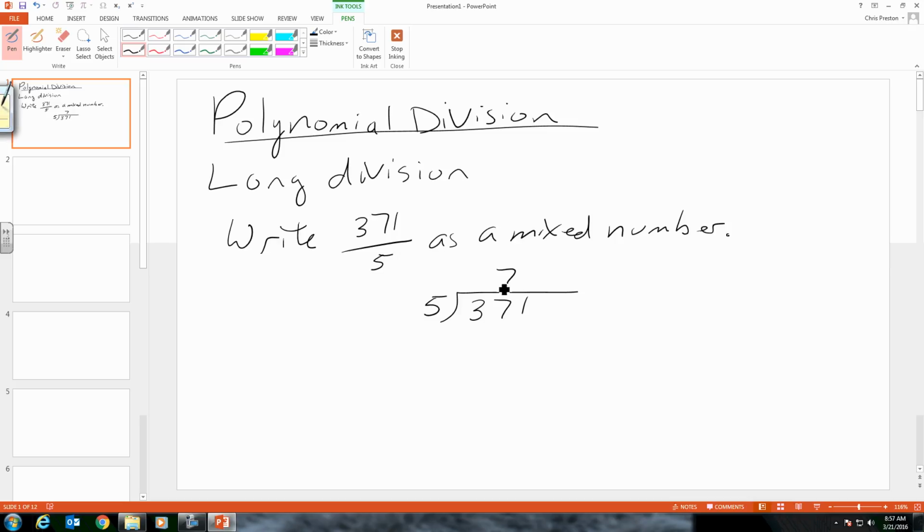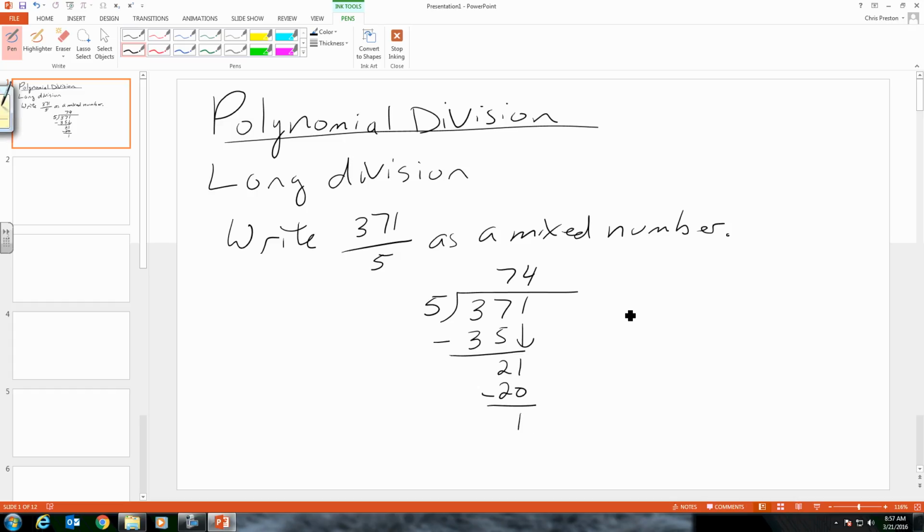7 times 5 is 35. Subtract, I get 2, bring down the next digit. And I do that again. 5 goes into 21 4 times. That would be 20, 4 times 5 is 20. Then I'm going to subtract and I'll get 1. And now I have a remainder of 1.